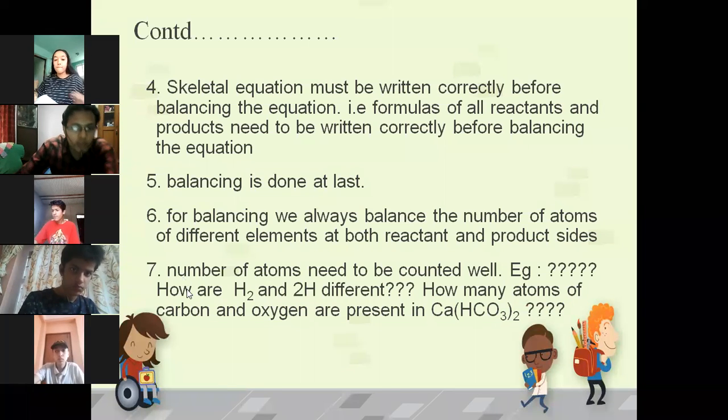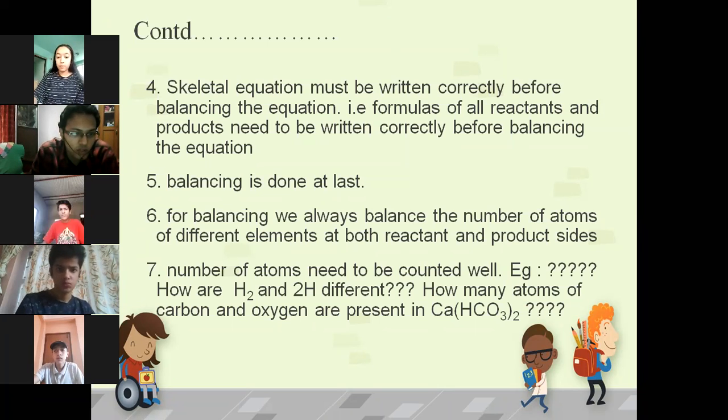And number 7 says the number of atoms needs to be counted well. So an example is given there. H2 and 2H. If you count the number of atoms, it's exactly the same, right? 2 hydrogen in H2 also, 2H also. For balancing, H2 and 2H are same, but chemically, they have different meanings. I hope you understand that thing.